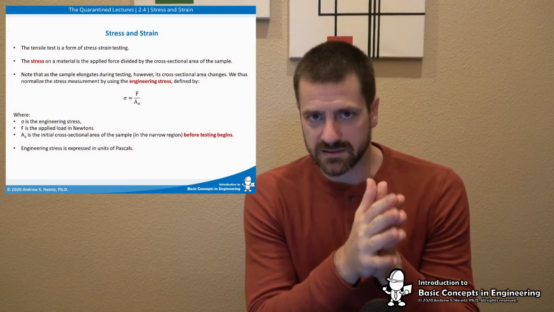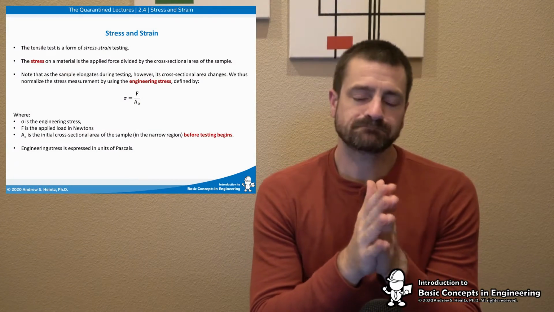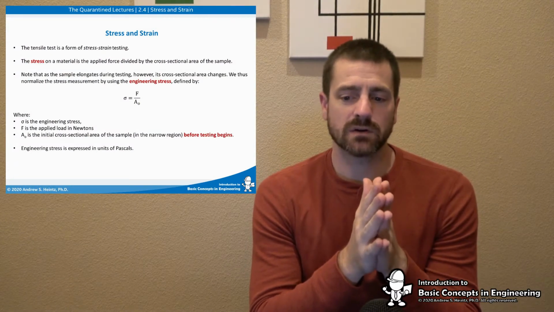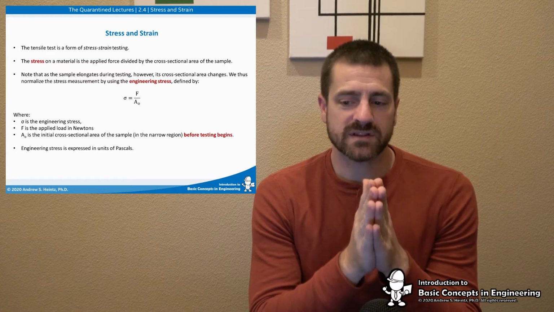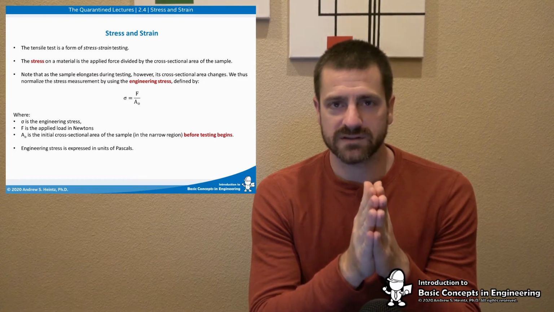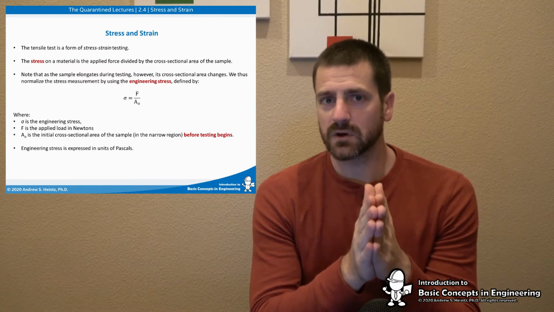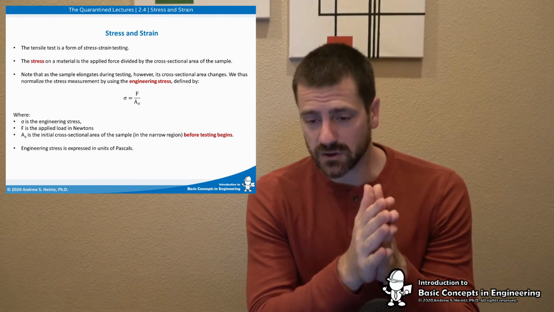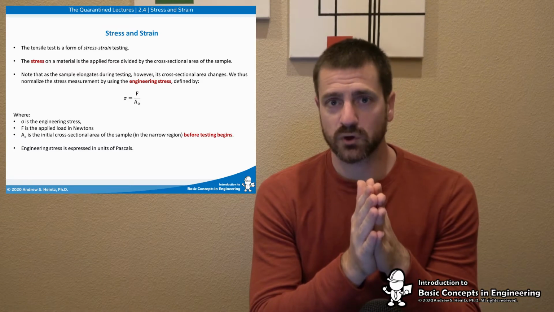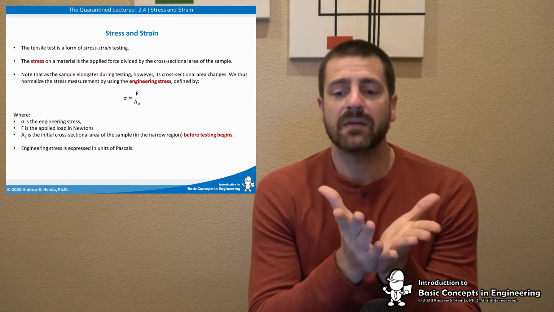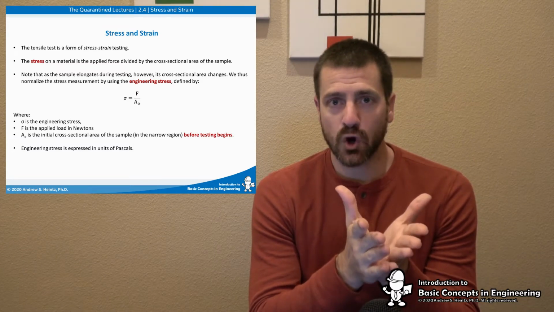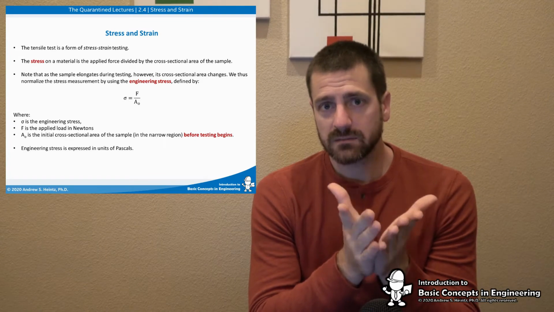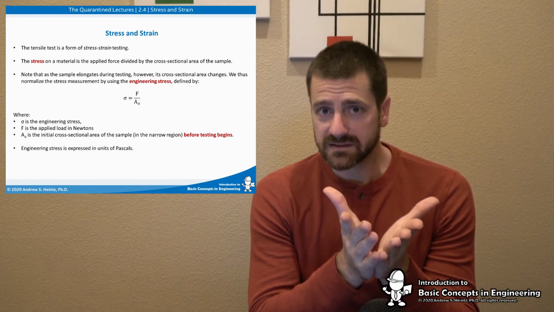So what this ultimately does is it gives us a form of what's called stress strain testing. So what do we mean by that? The stress on a material is the applied force divided by the cross-sectional area of the sample. Now that may sound very familiar in terms of units, and it should, because it is essentially a pressure, right? Remember, pressure is a force per unit area, and that's what this is as well. It's the load that we're putting onto the sample divided by the cross-sectional area of that sample, right?